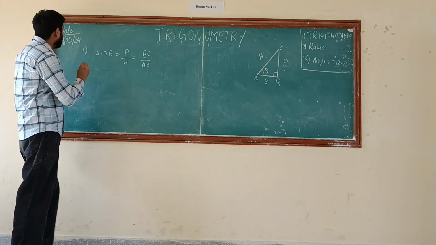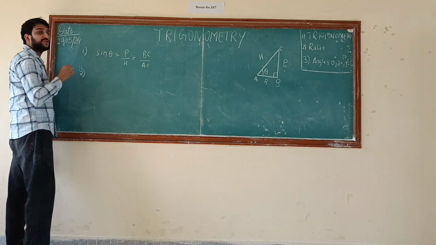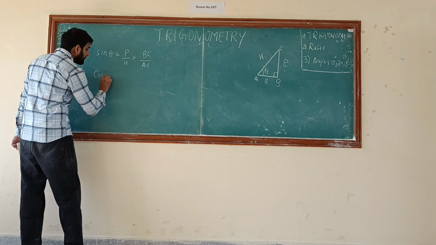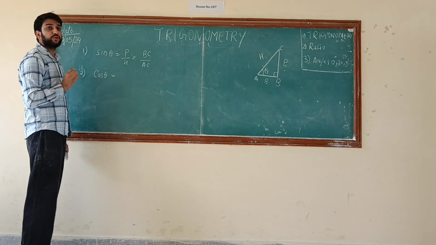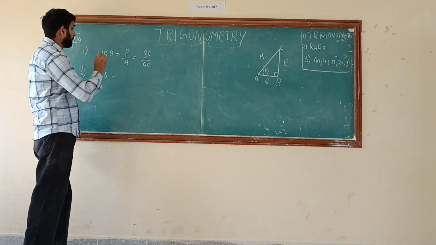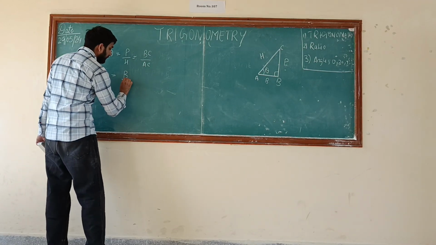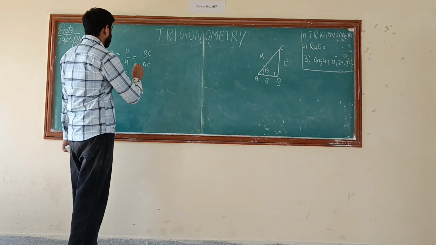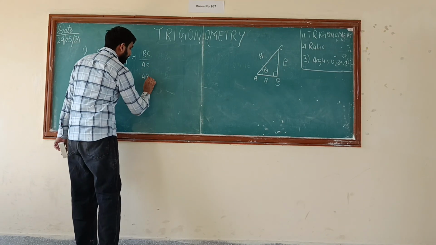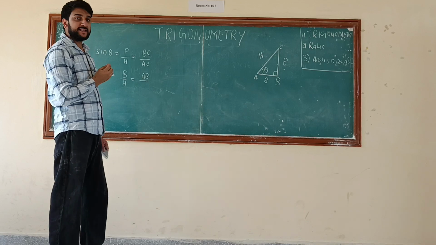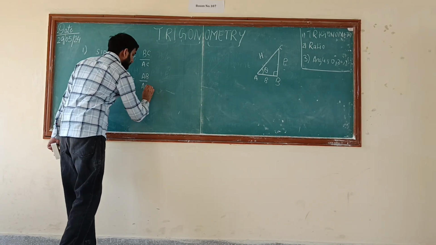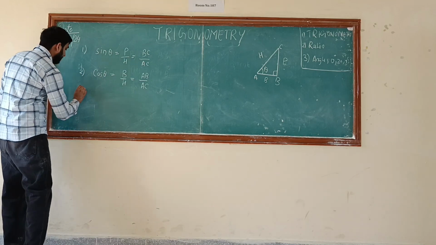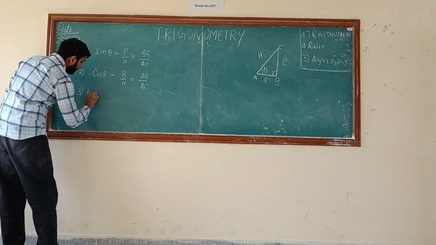The second one is cos theta, which is cosine of angle theta. Cos theta is equal to base upon hypotenuse. Here, in this triangle, base is our AB and hypotenuse is our AC side. Now the third one is tangent of angle theta, and we denote it as tan theta.